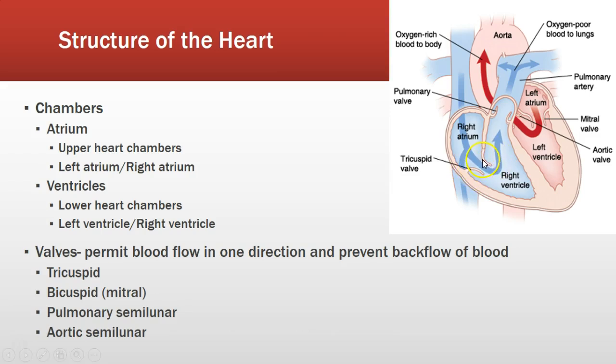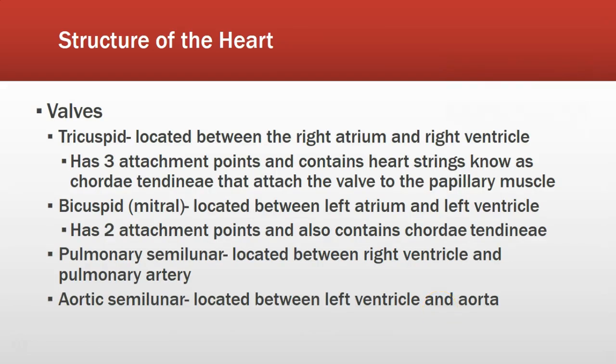Tricuspid means there's 3 flaps. They're not showing you all 3 here. And bicuspid means there's only 2 flaps. Tri before you bi. Here's the written information about the valves you'll want to know.